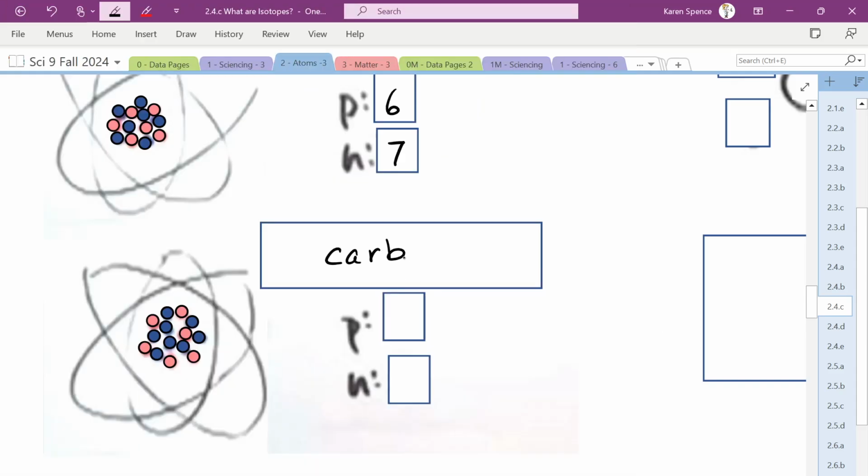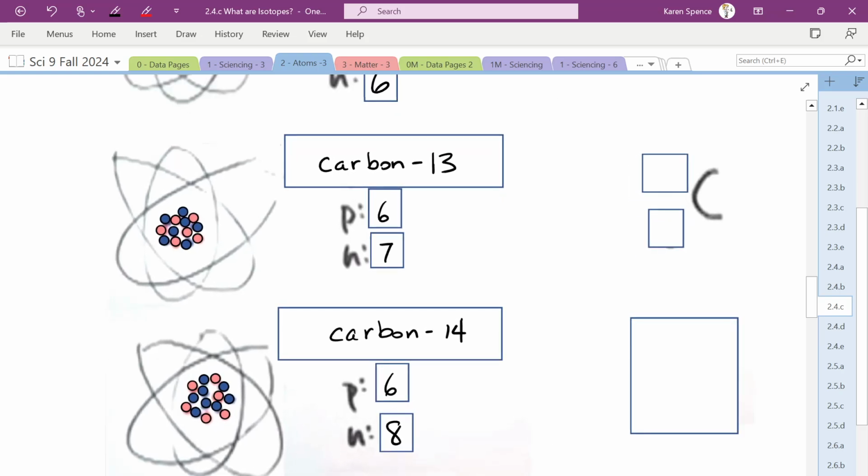If we have carbon 14, how many protons? 6. How many neutrons? 8. And what does 6 plus 8 equal? 14. Aha. So we're noticing something. And what do you notice?